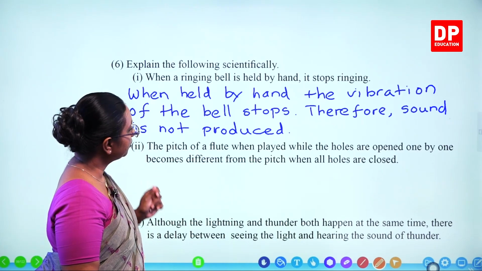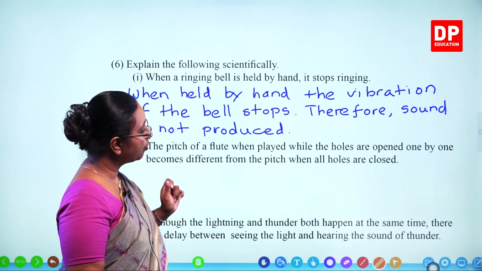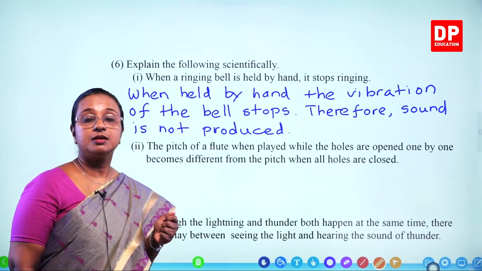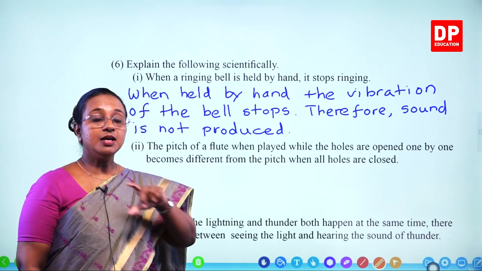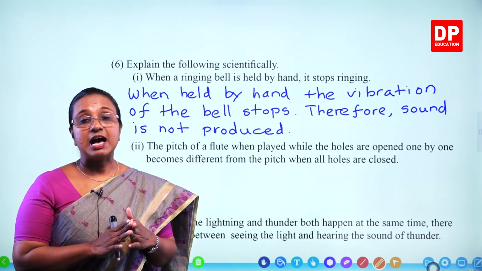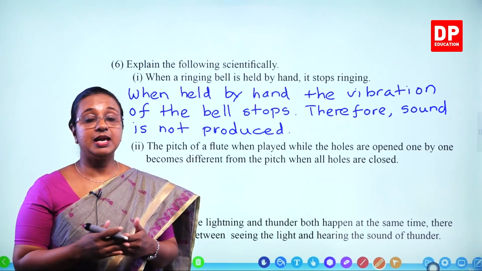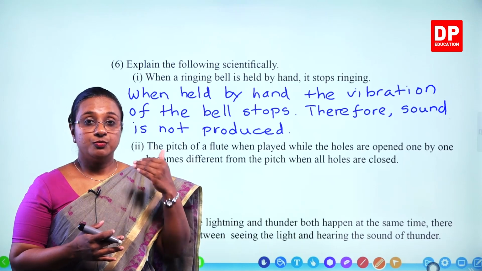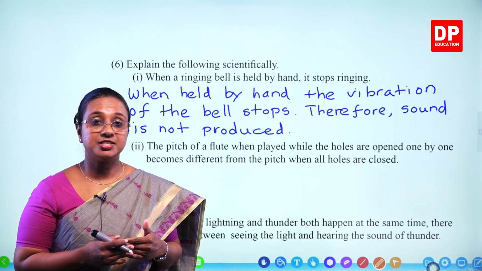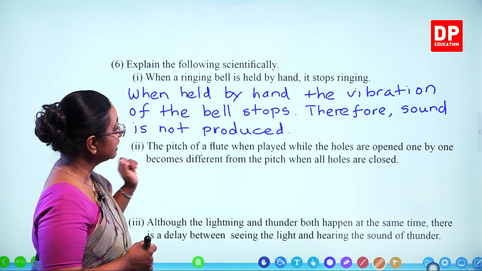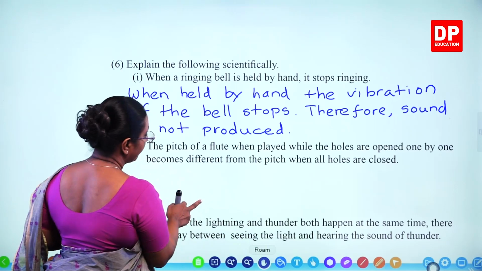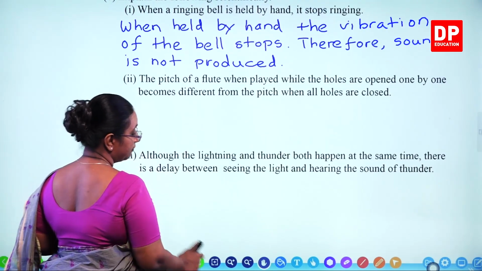The pitch of a flute when played while the holes are opened one by one becomes different from the pitch when all holes are closed. So what happens here? You have all the holes closed, you open them one by one. The length of the vibrating air column changes. So when the length of the vibrating air column changes, the frequency of the sound changes. So that is why you hear a different pitch of sound. Why? The pitch depends on frequency.